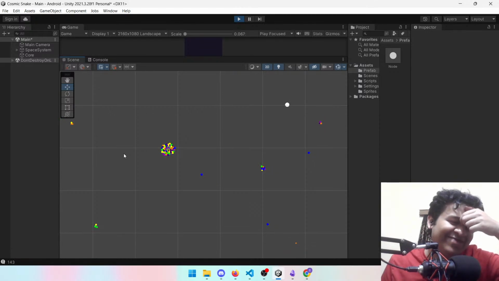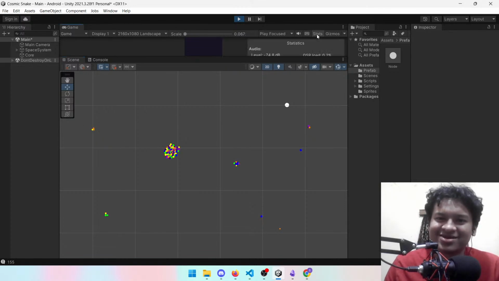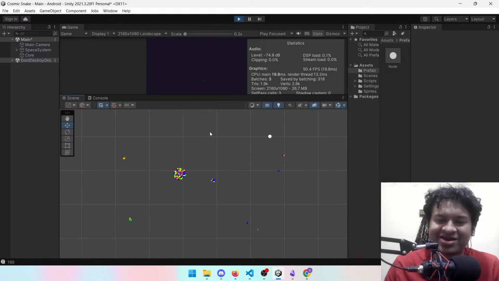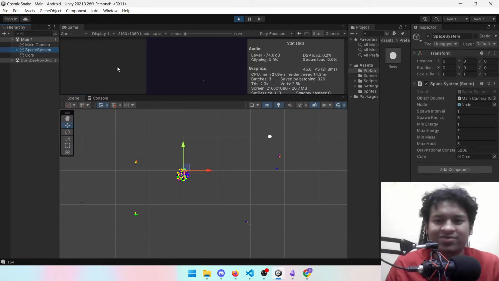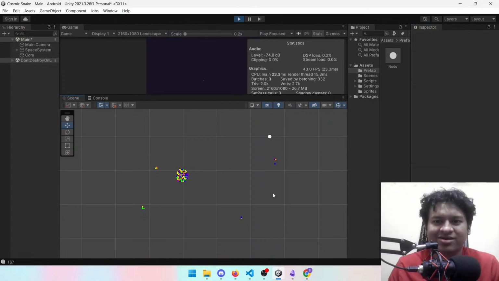Yo, what if we put a time scale? Like a slider in this and move the time scale, we would go nuts. Frame rate is gonna get deleted though. We are already at 50. So let's do something. Let's increase the spawn interval to like 100. So it should stabilize a bit. The nodes would not spawn in that quickly.